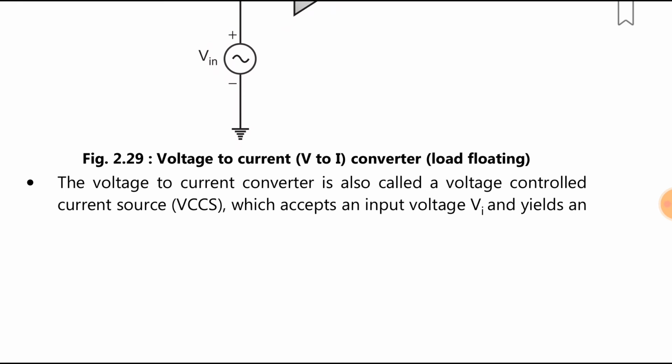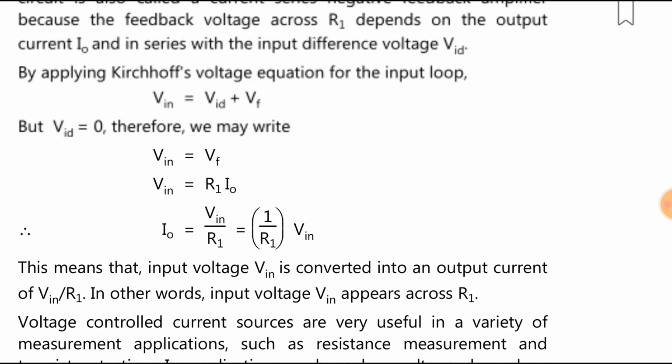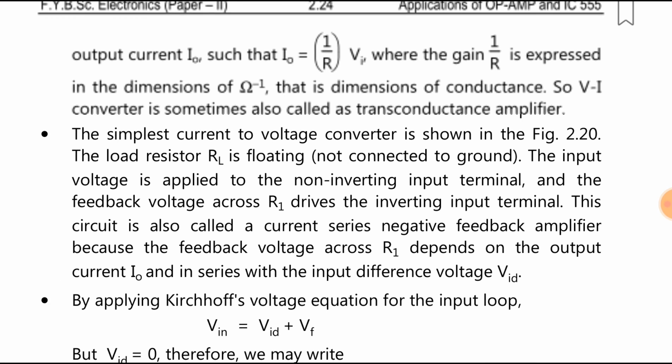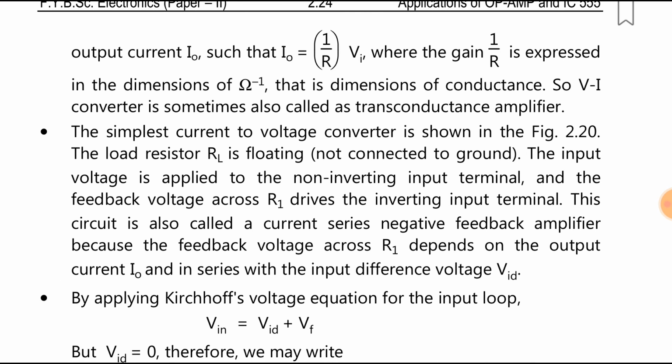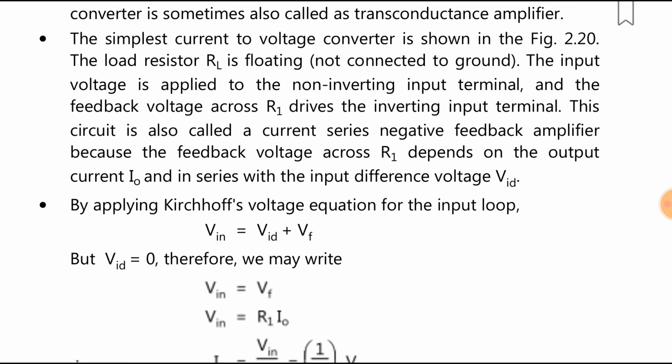The voltage to current converter is called a voltage controlled current source, which accepts an input voltage V1 and yields an output current IO such that IO is 1 upon R times Vin, where the gain 1 by R is expressed in the dimensions of ohm inverse, that is, the dimension of conductance. So the VI converter is sometimes called a transconductance amplifier.